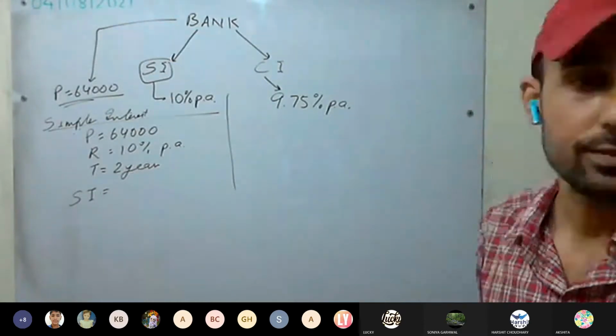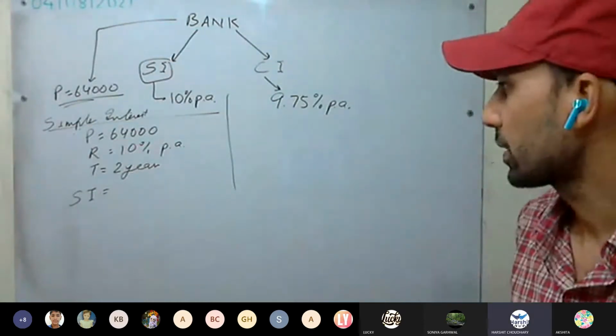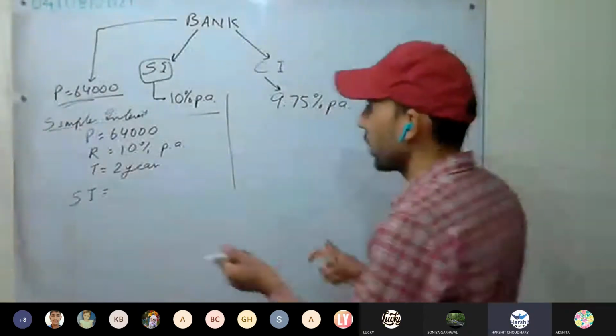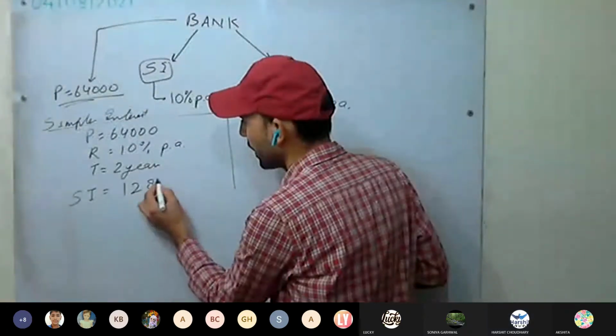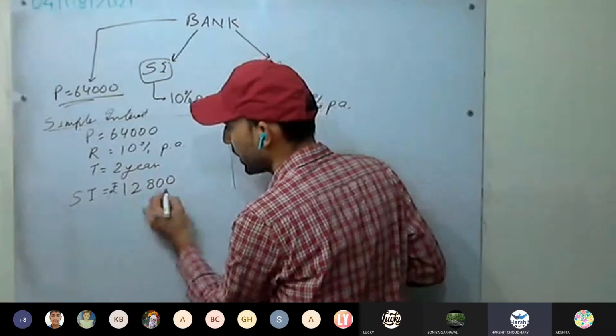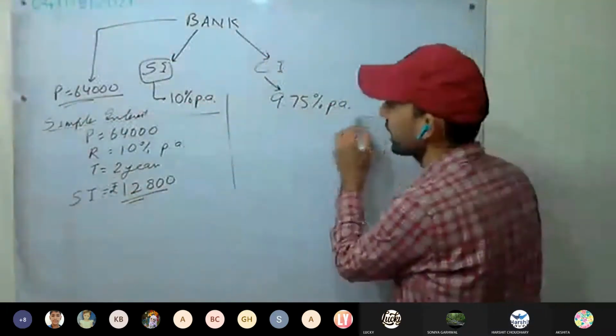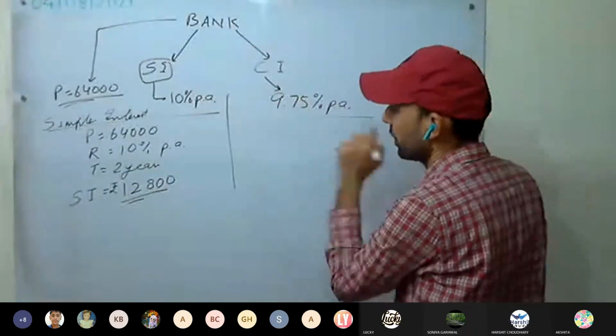How much will it bring? Simple interest: 12,800. 12,800 rupees. Okay. This is the simple interest in the first scheme. Now calculate for the second scheme.